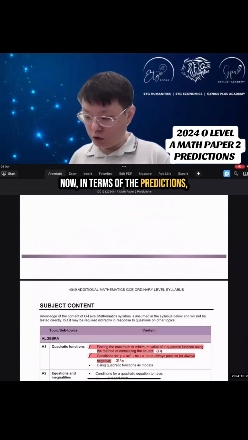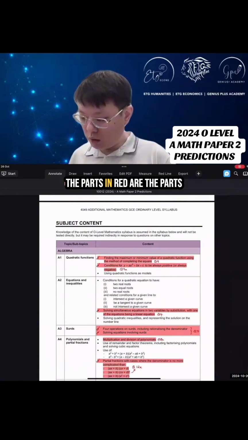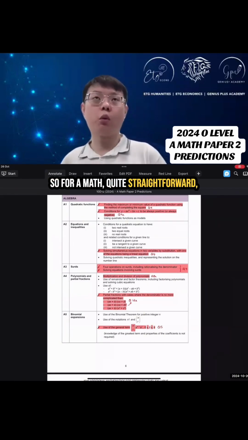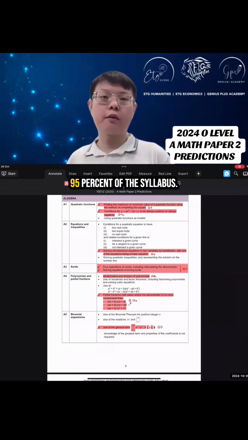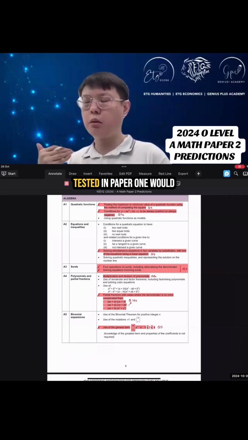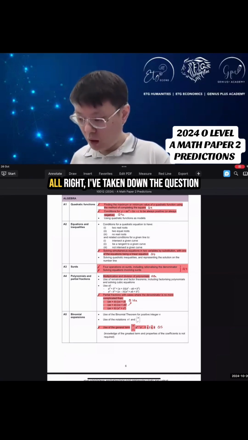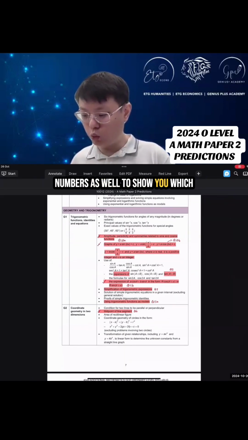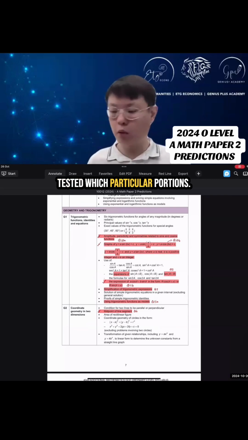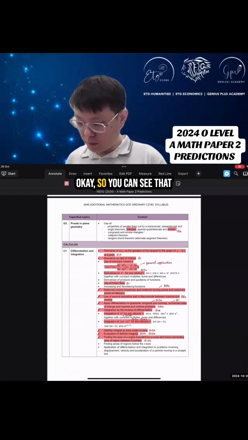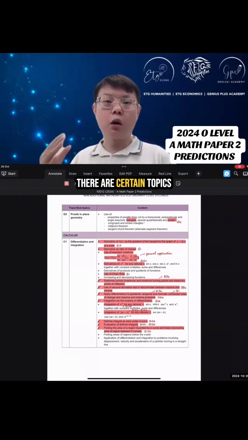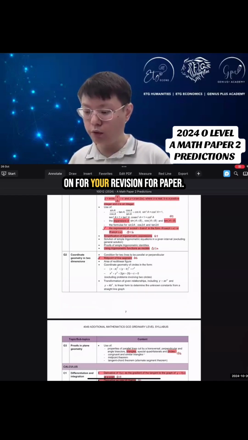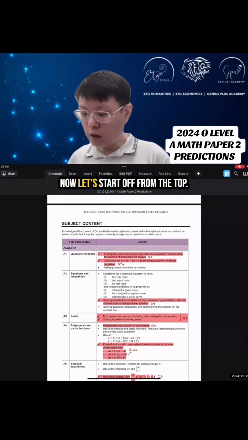Now, in terms of the predictions, the parts in red are the parts that were tested in paper 1. For A Math, quite straightforward. Generally, they test more than 95% of the syllabus, so anything that has not been tested in paper 1 would likely come out in paper 2. I've taken down the question numbers as well to show you which questions tested which particular portions. You can see that there are certain topics where there are clear blanks. Those are the topics you would likely have to focus on for your revision for paper 2. Now, let's start off from the top.